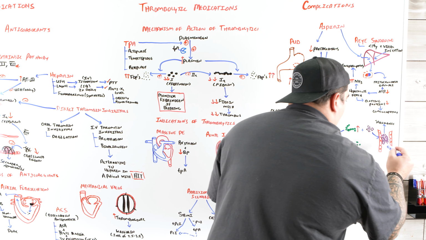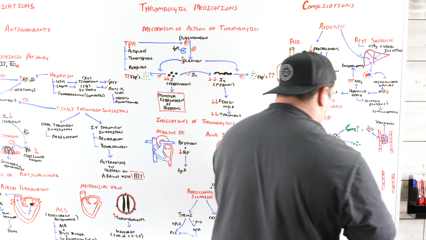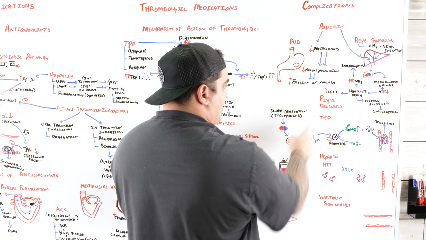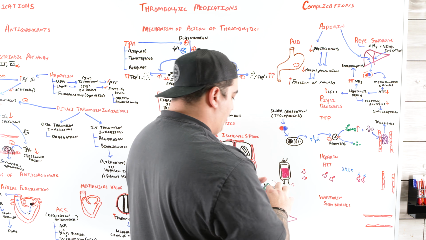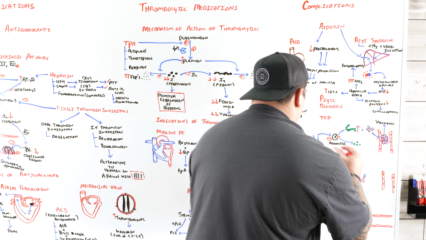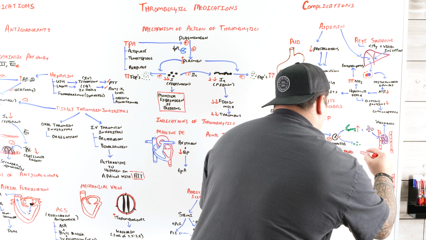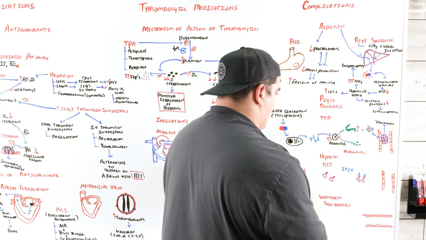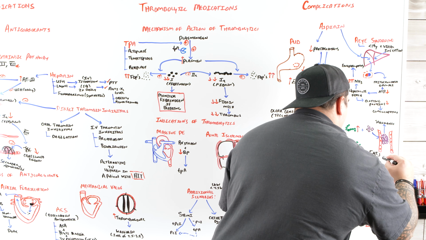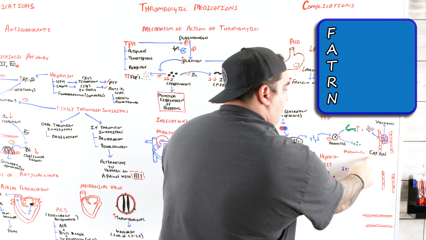All right. And so what ends up happening is you get a mnemonic that we oftentimes use for TTP, which is thrombotic thrombocytopenic purpura. You want to remember the mnemonic. So let's actually write this right here. Mnemonic. Spelling challenge today, huh? Is FAT RN. F is for fever.